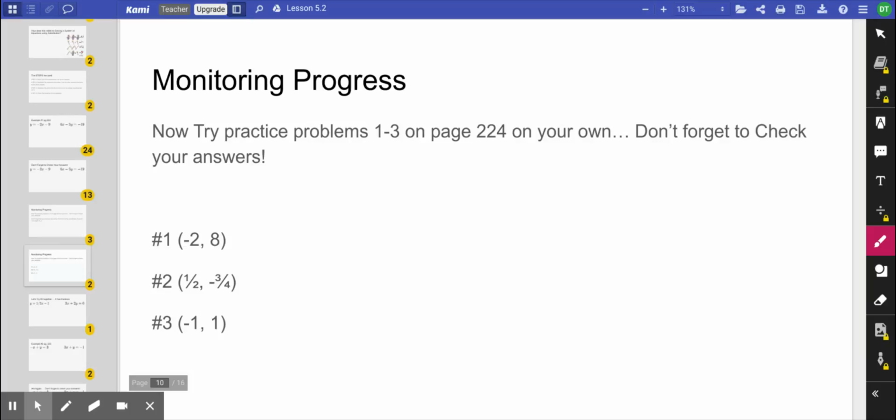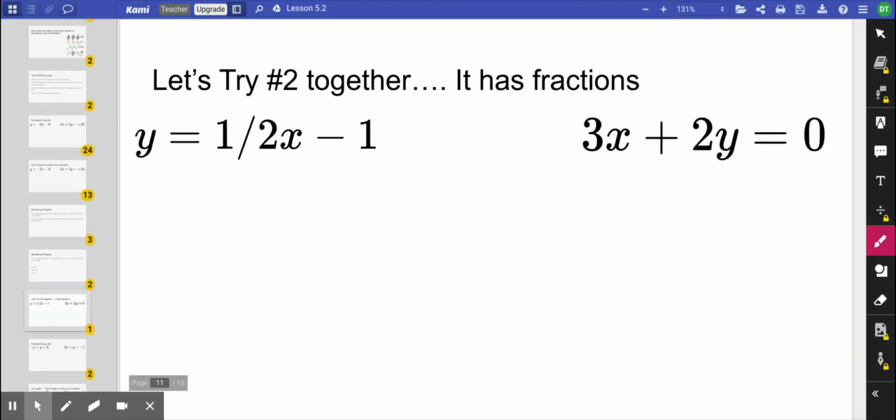Now, number 2 is a little tricky. So let's go over that one because it had some fractions in it, and I know how you guys love fractions. So the 2 equations are y equals 1/2 x minus 1 and 3x plus 2y equals 0.